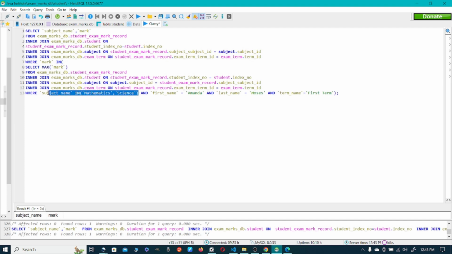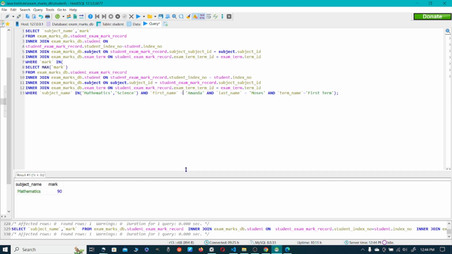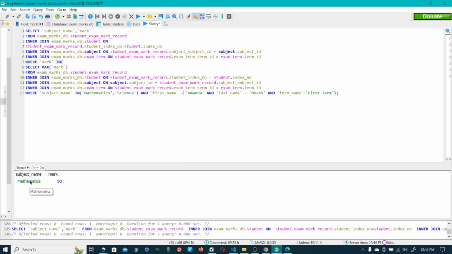As they have given multiple subject values, I have used the IN keyword. The first name is Amanda and the last name is Moses. The term name is first term. Using that max mark, I have obtained the subject name as well as that same mark. I will execute the query and show you the answer. This would be our answer. The subject name is mathematics and the mark is 90. Let's see the fifth question.